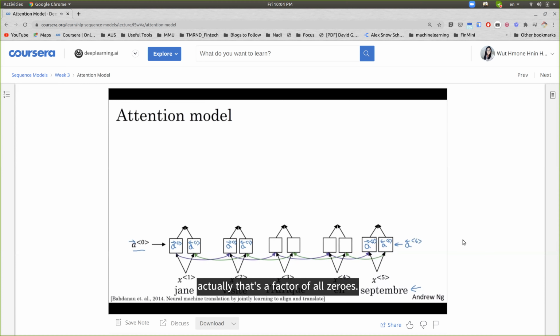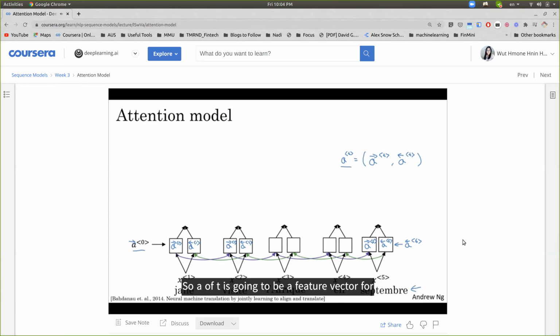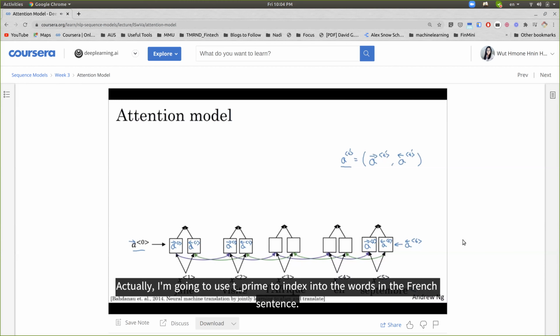And then to simplify the notation going forward, at every time step, even though you have the features computed from the forward recurrence and from the backward recurrence in a bidirectional RNN, I'm just going to use A of T to represent both of these concatenated together. So A of T is going to be our feature vector for time step T. Although, to be consistent with notation, I'm going to call this T prime. I'm actually going to use T prime to index into the words in the French sentence.